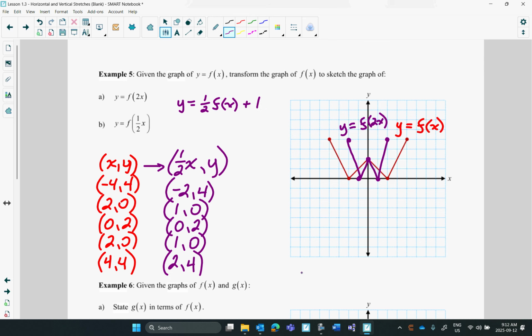It affects y. But anything inside, so if you have this, let's say we got a 2, and then we got in parentheses x minus 4, everything's affecting x because it's inside the function. This is a horizontal stretch. This is a horizontal shift. Okay, that's what we're eventually going to get to.